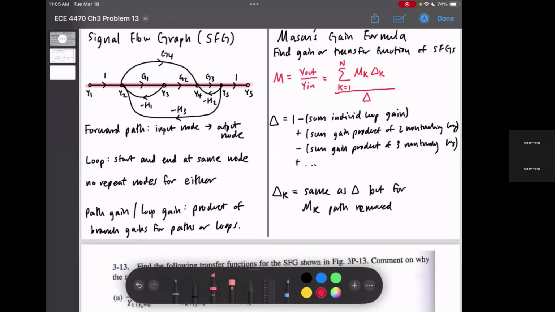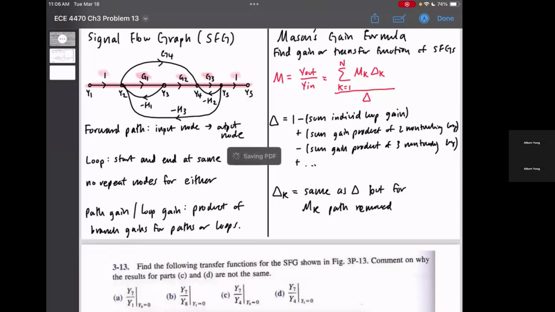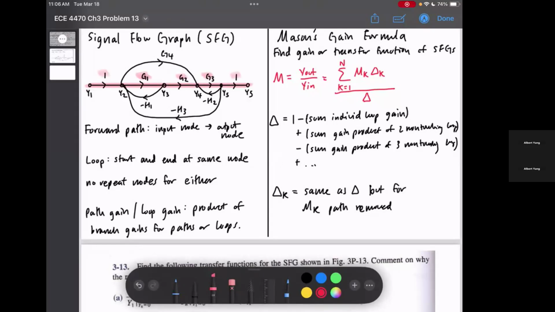And then the forward path gain would just be the product of all the different branch gains that you go through when you go through the forward path. So you can see that there's G1, G2, and G3. These are the three path gains between Y2 and Y3, Y3 and Y4, and Y4 and Y5. So when you go through all of these in one forward path, you would multiply these three together along with the ones. But since these are ones, you can ignore them. So the forward path gain for this first forward path would just be G1, G2, G3.